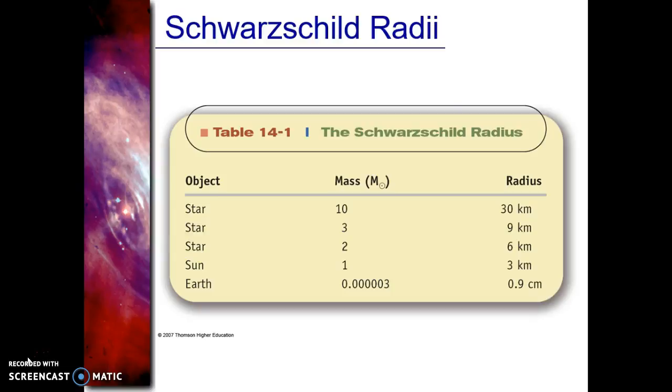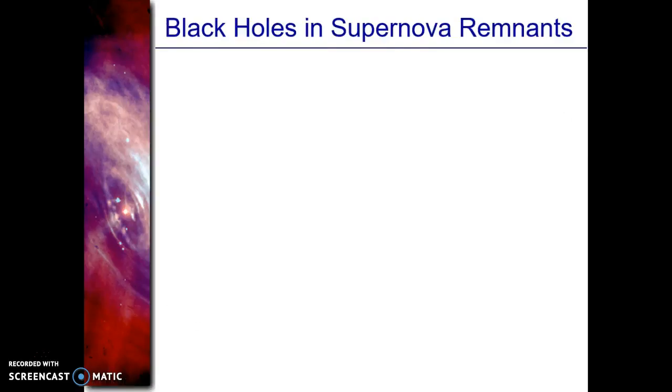Okay, so Schwarzschild radius, just to give you an idea of what they're like, the Earth has a mass of about a teeny tiny solar mass, and its Schwarzschild radius would be 0.9 centimeters. That's teeny, right? So the sun with one solar mass has a radius of 3 kilometers. A star with 2 solar masses would have a Schwarzschild radius of 6 kilometers. But look at this, the 10 solar mass one would have a radius of 30 kilometers. So the bigger the mass, the bigger the radius becomes.